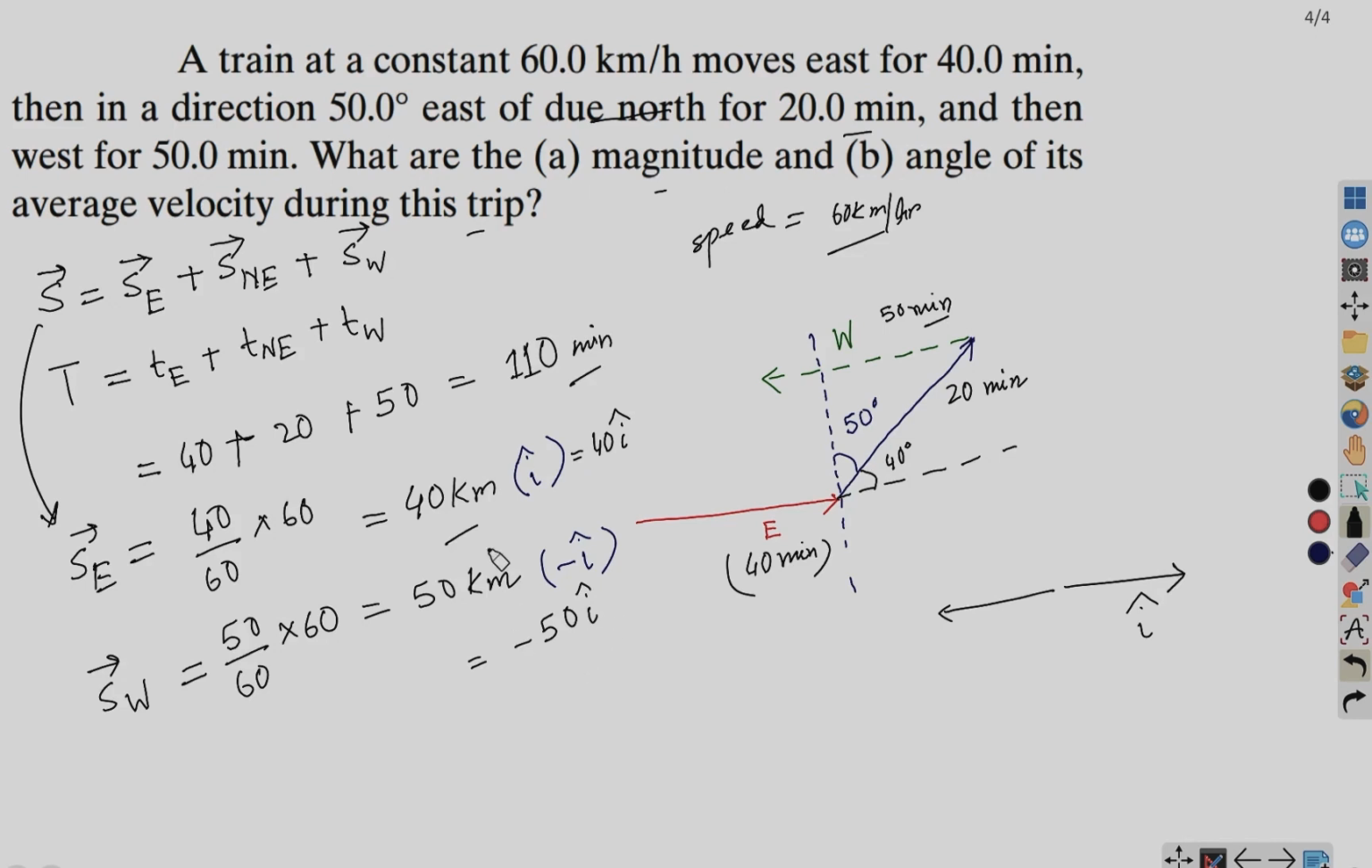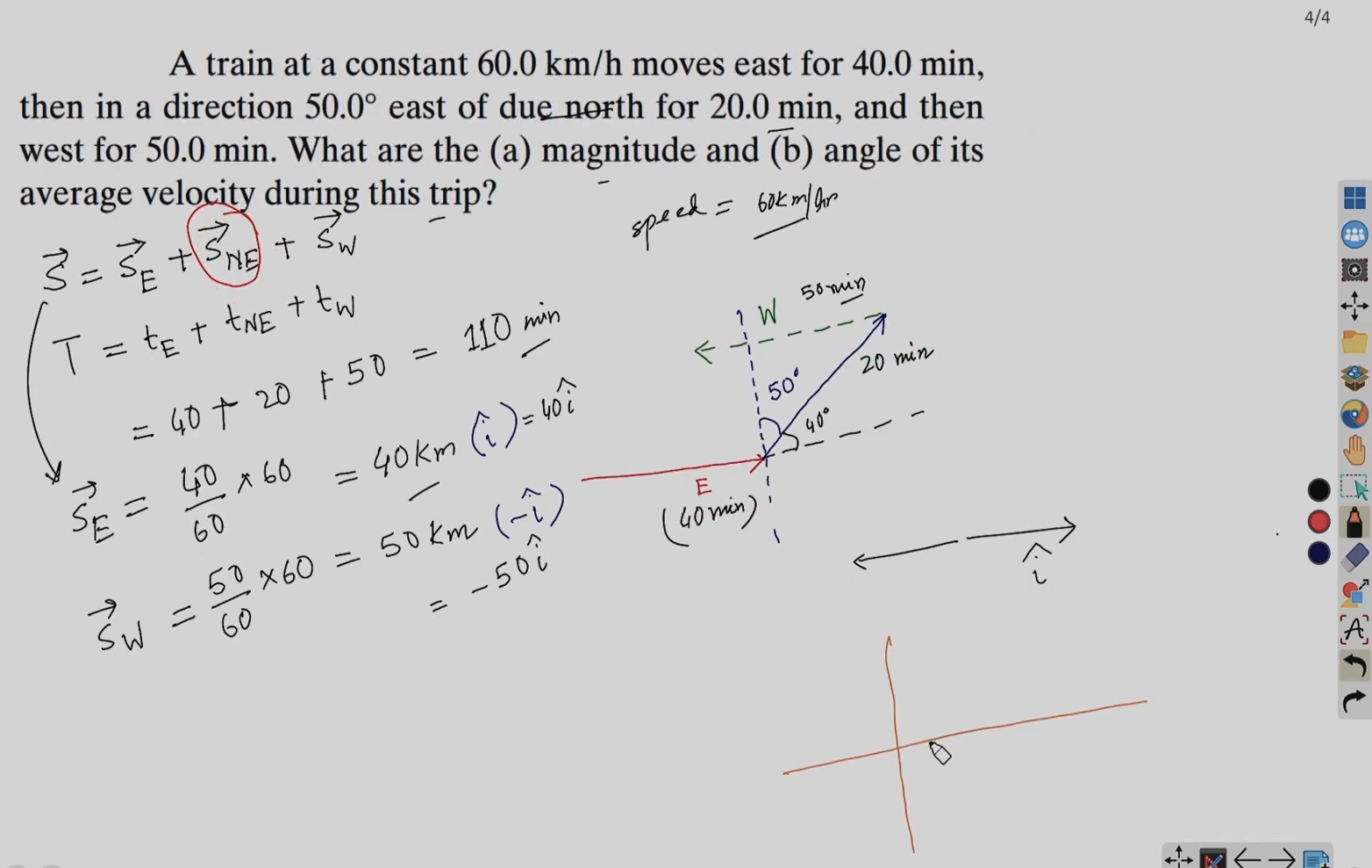Now we have to determine the displacement along SNE. It is also pretty simple. Let's say this is O, this is X, this is Y. A particle is moving along this line, and P is any arbitrary point. We assume the particle is moving with a constant speed.